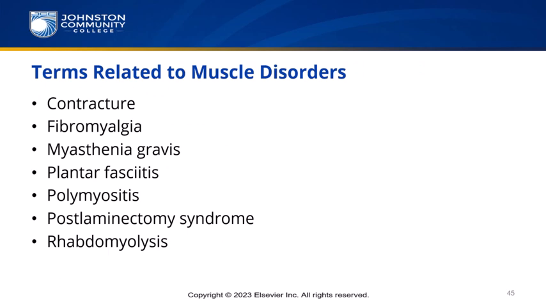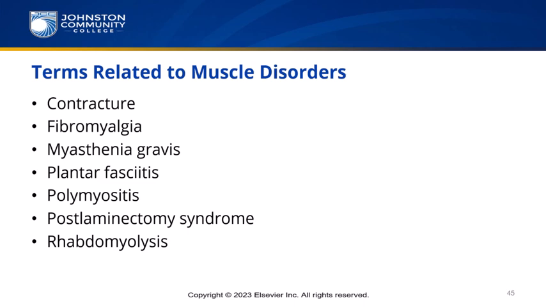Now let's look at some terms related to muscle disorders. A contracture is a chronic fixation of a joint in flexion. This is caused by atrophy and shortening of the muscle fibers after a long period of disuse. Then we have fibromyalgia. Fibro means fiber, myo means muscle, and algia is our suffix for pain, which is a disorder that is characterized by musculoskeletal pain, fatigue, muscle stiffness, and spasms, as well as sleep disturbances.